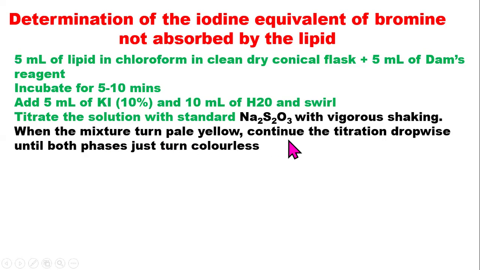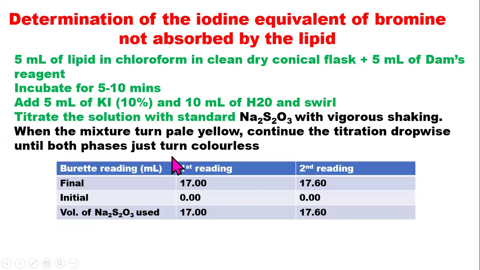When it happens, we continue titrating dropwise until we have just two phases, they turn colorless. So also we have our readings here: initial, final, first and second reading. Our initial is always 0.0. We make sure that our burette, we top it to make sure that it starts at 0.0, so that we have an easier calculation.